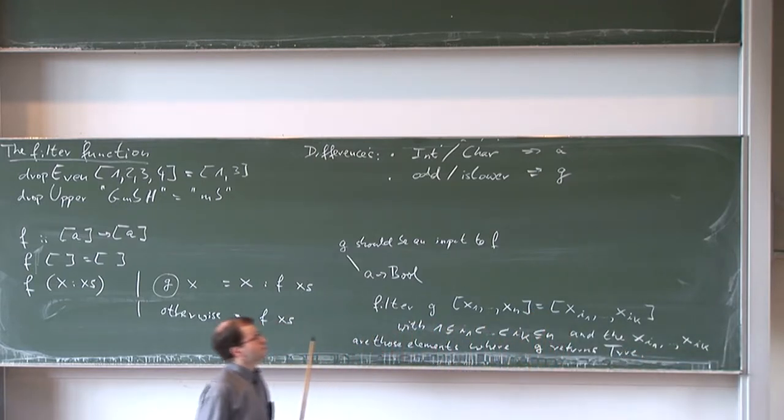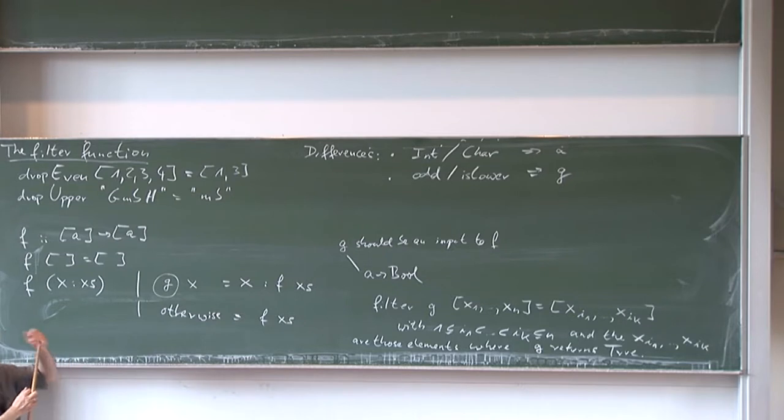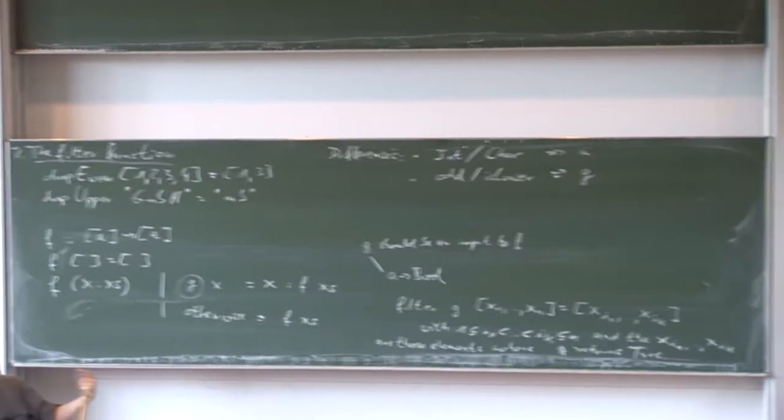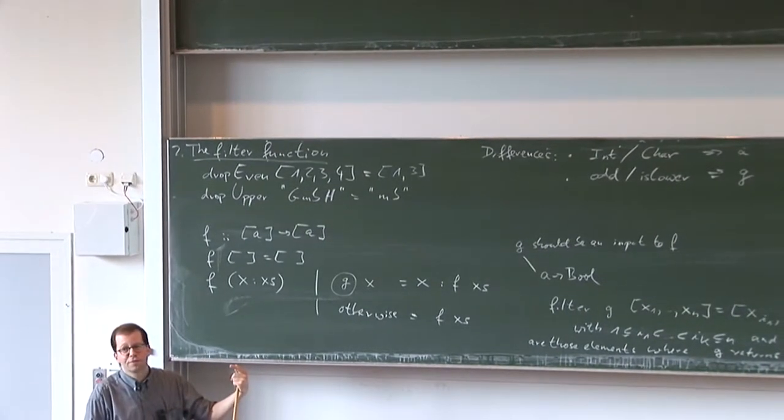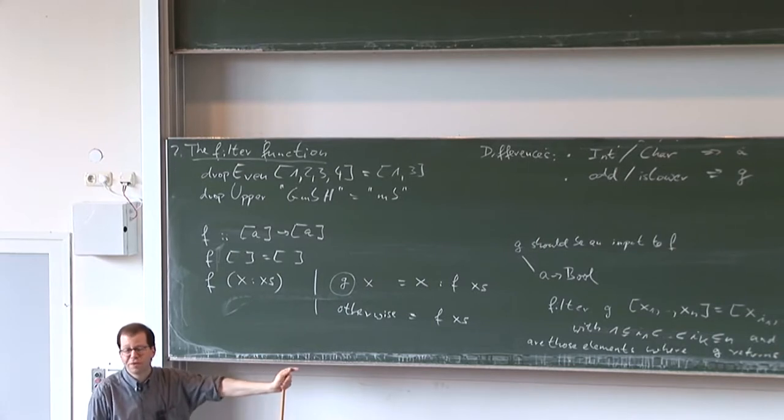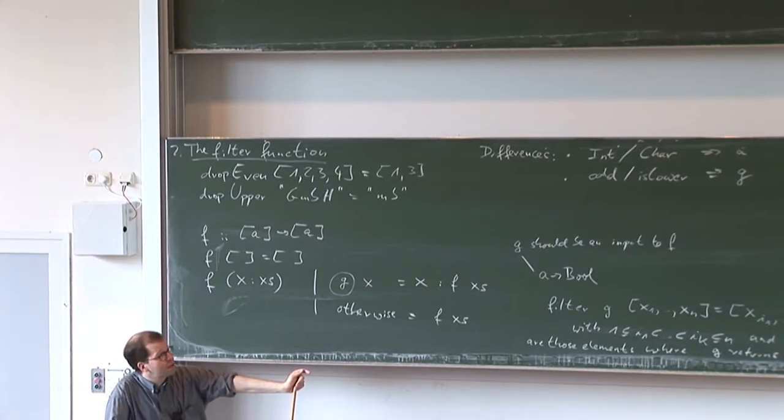Okay, and if we have this filter function, then how can we now implement dropEven and dropUpper in a short way? So again, this is hopefully rather obvious. So how would you implement dropEven using the function filter?